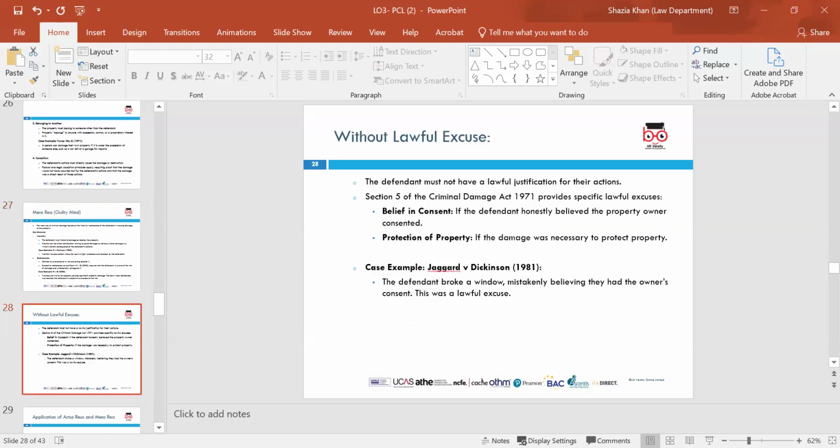Without lawful excuse. The Criminal Damage Act 1971 defines someone who causes criminal damage: a person who, without lawful excuse, destroys or damages any property belonging to another, intending to destroy or damage any such property, or being reckless as to whether any such property would be destroyed or damaged without any justification.